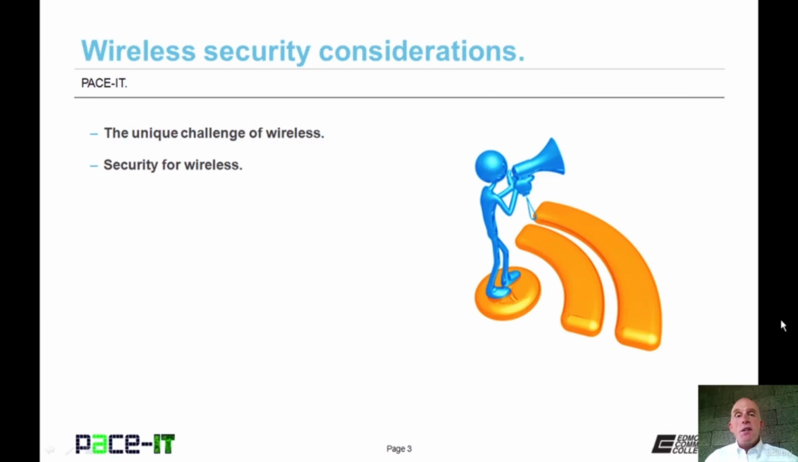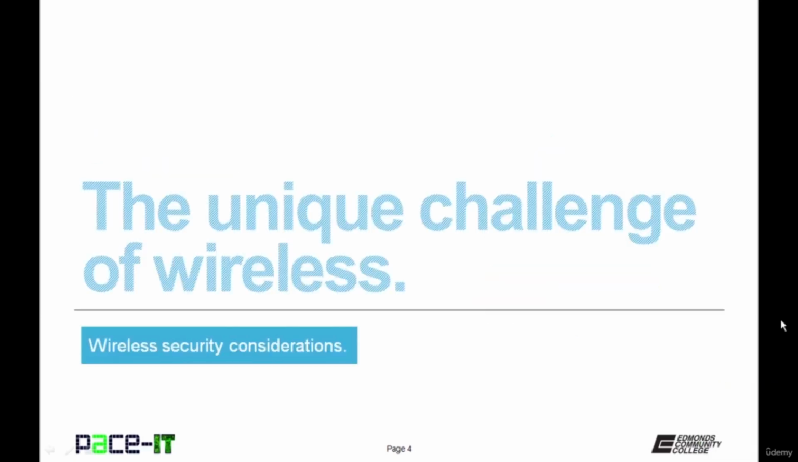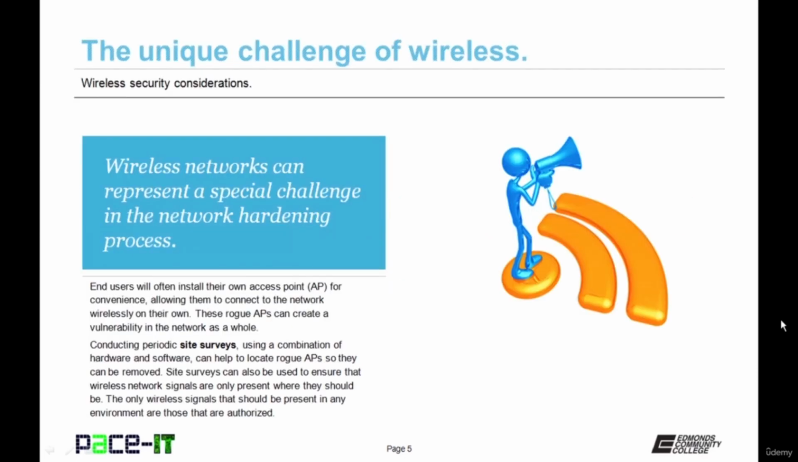Today we're going to be discussing some of the unique challenges of wireless networks, and then we're going to move on to security for wireless. There's a fair amount of ground to cover, not a whole lot of time, so let's go ahead and jump into this session. So let's talk about the unique challenge of wireless.